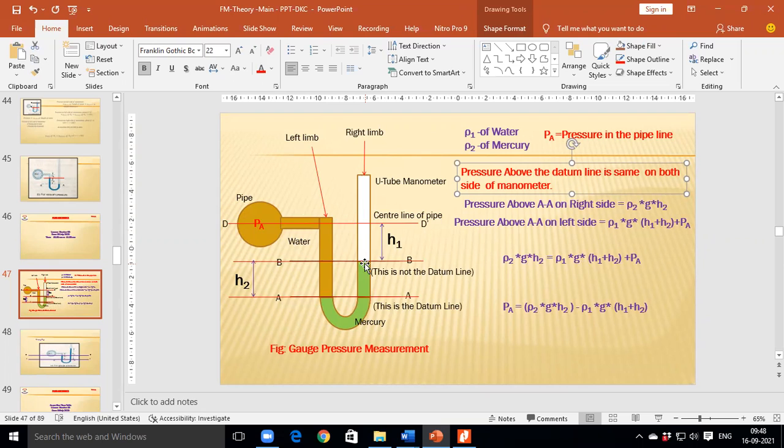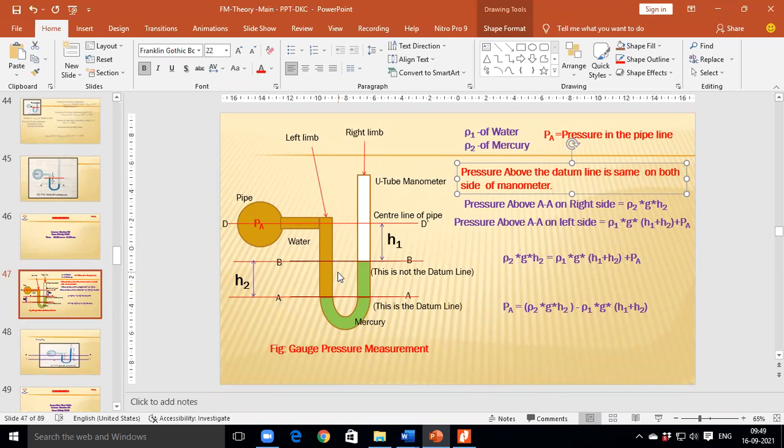The mercury level is stable at this BB dash, the line passing through the mercury surface, that is called BB dash. So the level of mercury is stable now. So the pressure on the left side of the manometer and the pressure on the right side of the manometer above the datum line is the same. That statement is mentioned: the pressure above the datum line is the same on both sides of the manometer.